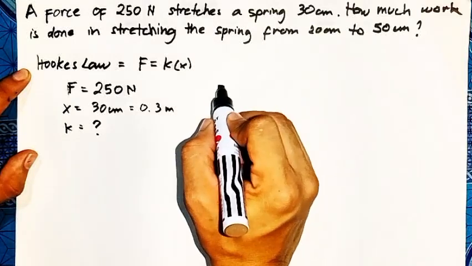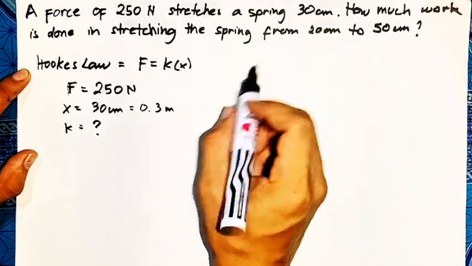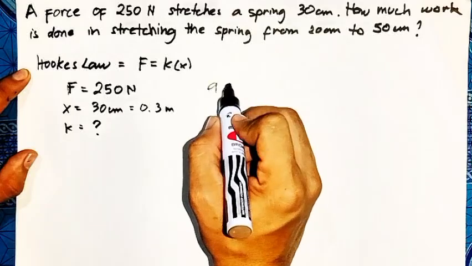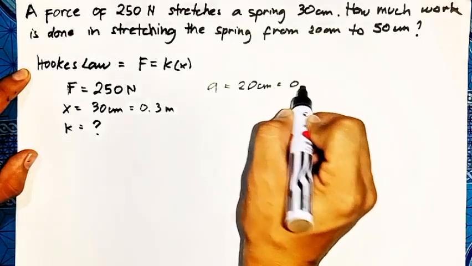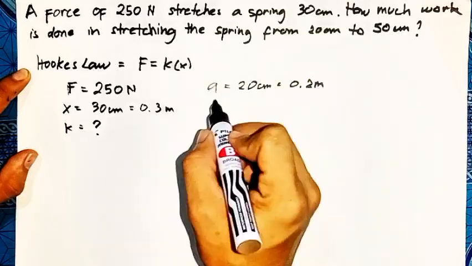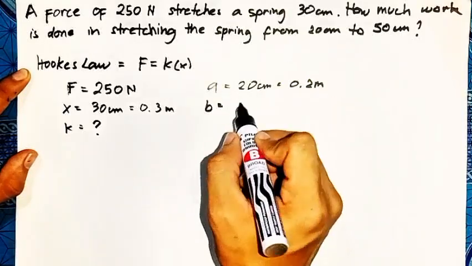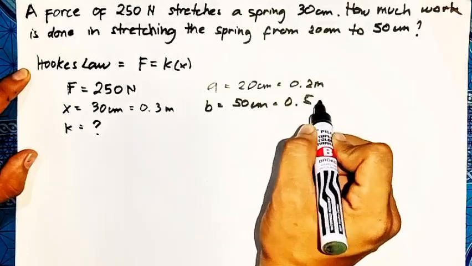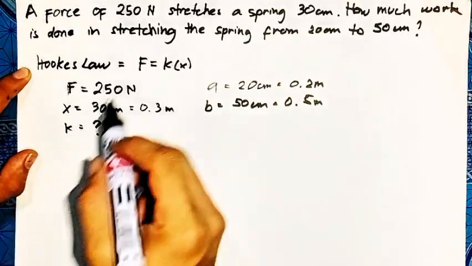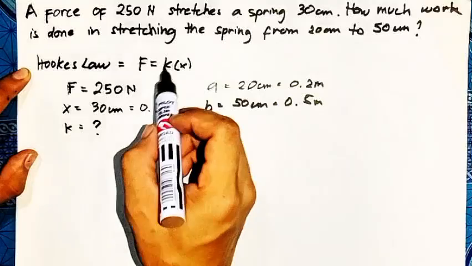So our A here is 20 centimeters. Converted into meters, we have 0.2 meters. And our B, which is 50 centimeters, converted into meters, we have 0.5 meters. Now, let's put these values into our Hooke's law formula.